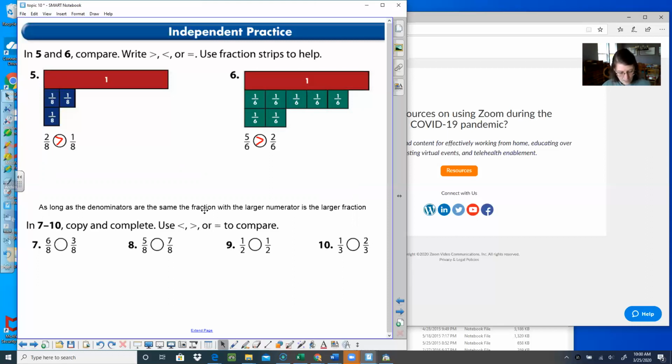So 6/8, 3/8, 5/8, 7/8. I almost made a boo-boo. Okay, number 9. Ooh, a half and a half. I like half and half in my coffee. Okay, number 10.